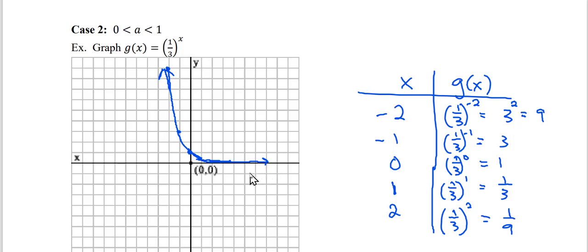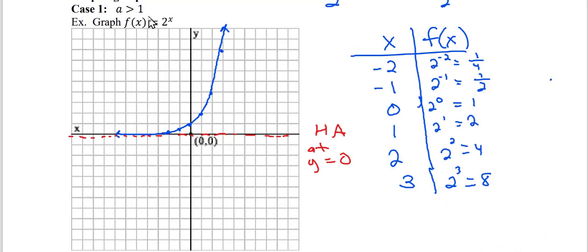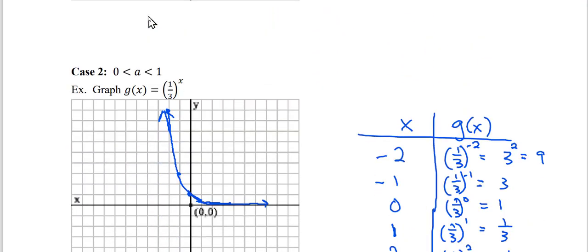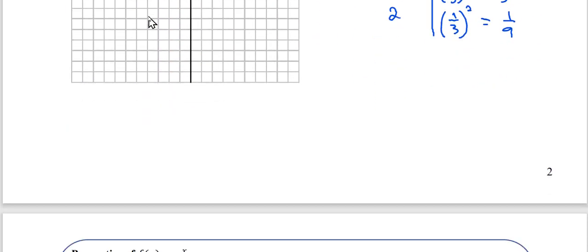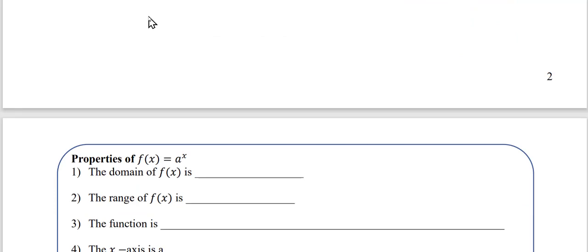So that's what these look like. With the base between 0 and 1, it decreases. With the base greater than 1, like this, it increases as you move from left to right. They're kind of a mirror image of one another.